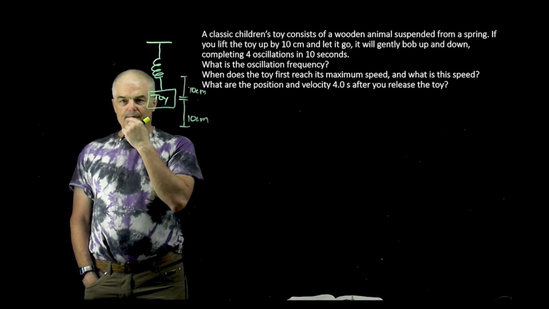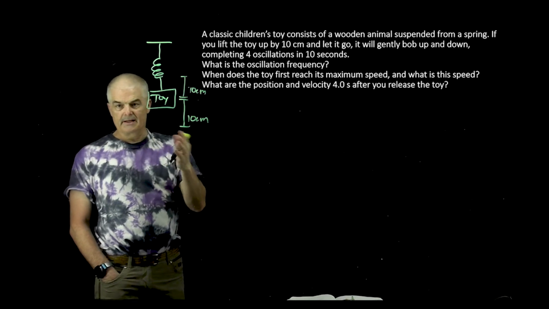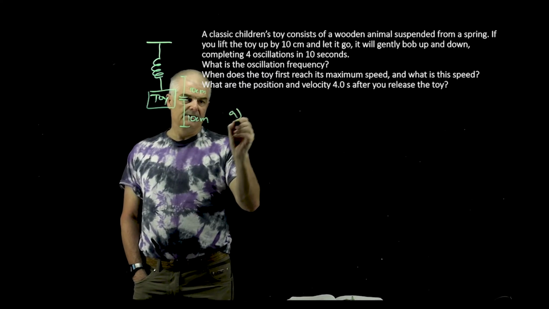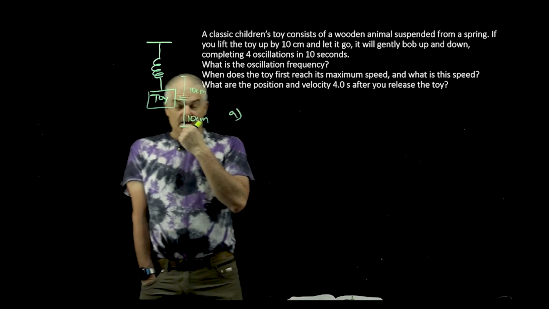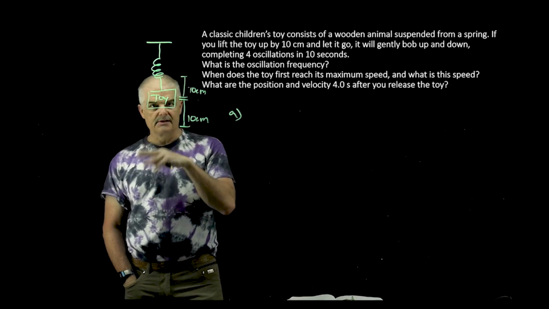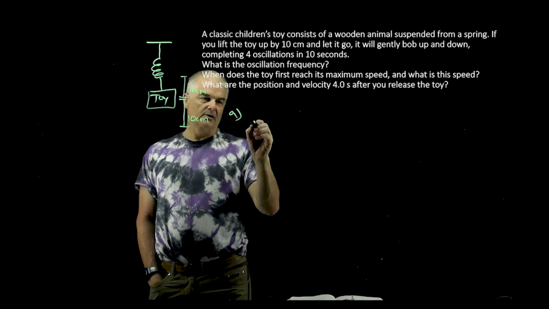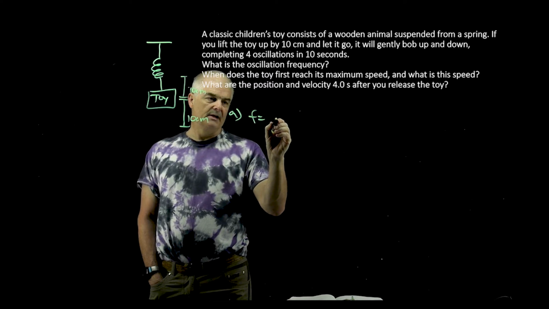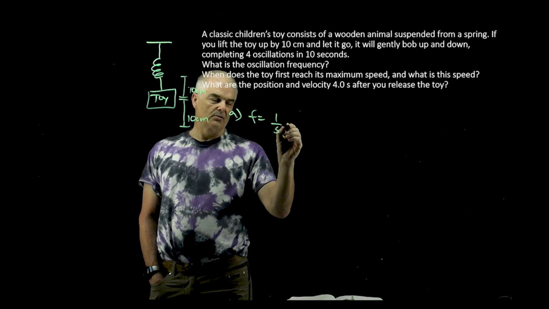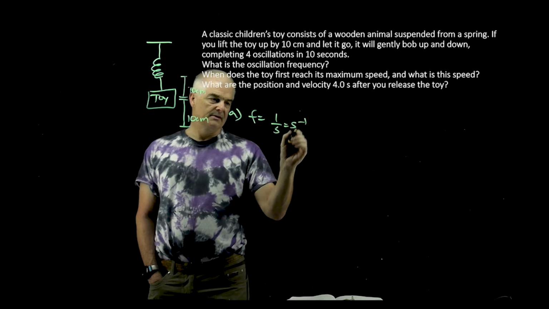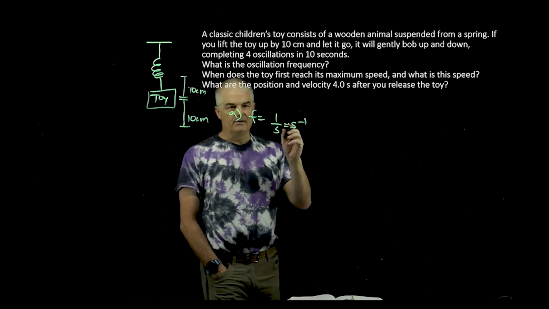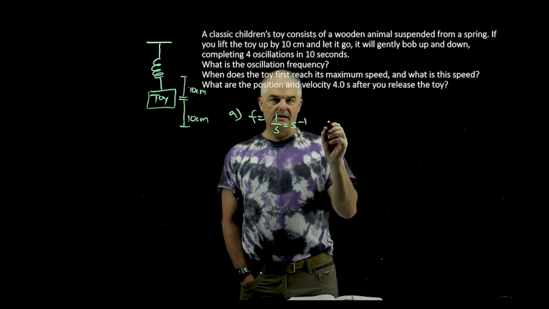This will be 10 centimeters, and then it will probably oscillate another 10 centimeters down. And we want to figure out a number of things. You've got an A, a B, and a C. So letter A says, what is the frequency? Now remember, frequency is not in the equations on the previous slide. Frequency is measured in hertz. So frequency is in units of 1 over seconds, or seconds to the minus 1. Same thing, right?